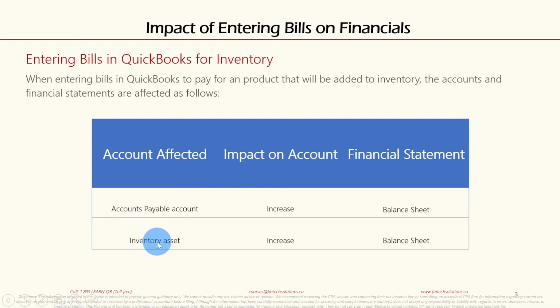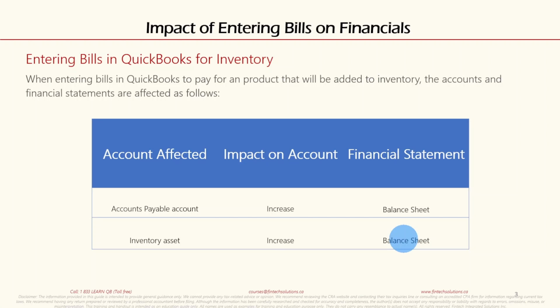The second impact will be on the inventory asset. That could be a question mark: how come it's inventory asset? Well, we are buying the inventory and we are stocking it, putting it in our warehouse, so it's an asset for our business. So let's say I got 10 chairs or 100 chairs, whatever I got, it's an asset. It's going to show in the balance sheet on the asset side. That's why the inventory asset is going to increase, and the financial statement is also the balance sheet. So this is the impact when you enter a bill with an inventory in there.